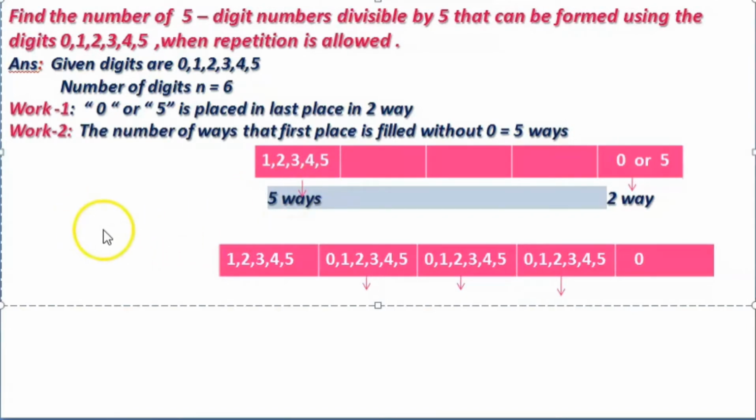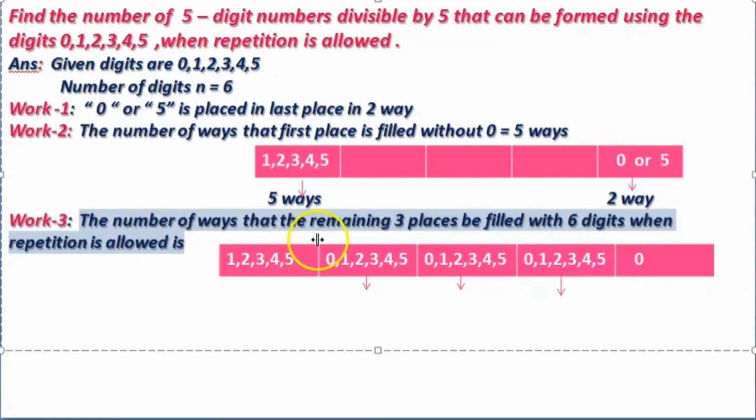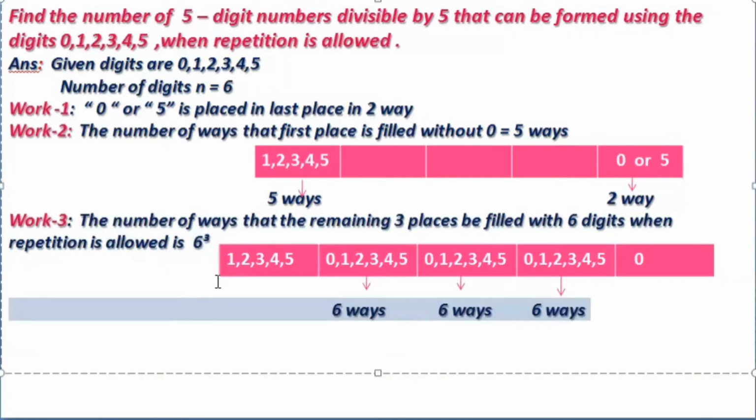Next, I go for the third work. Work 3. What is work 3? Work 3 is filling up 3 places: second, third, fourth place. Filling three places with 6 digits when repetition is allowed is given by the formula 6 power 3. So look into this. The first place can be filled in 5 ways, the last place in 2 ways, and the remaining in 6 cubed ways. So the second, third, fourth places can be filled in 6 cubed ways.